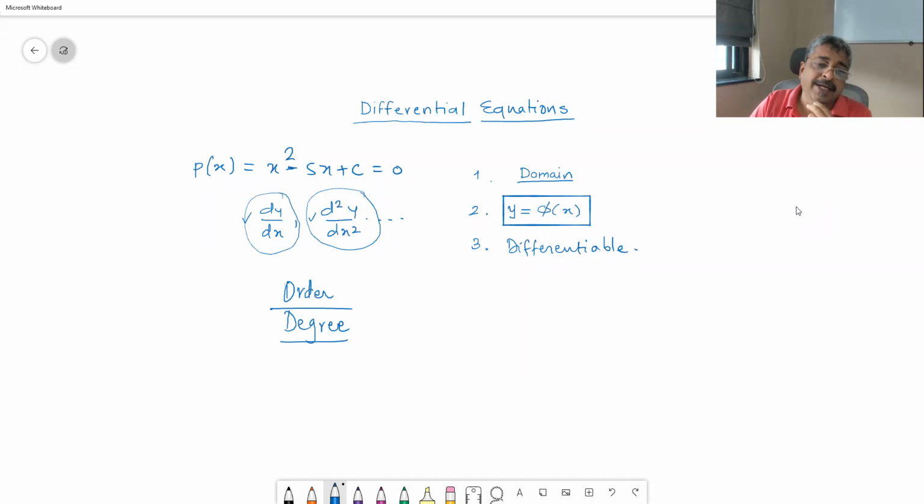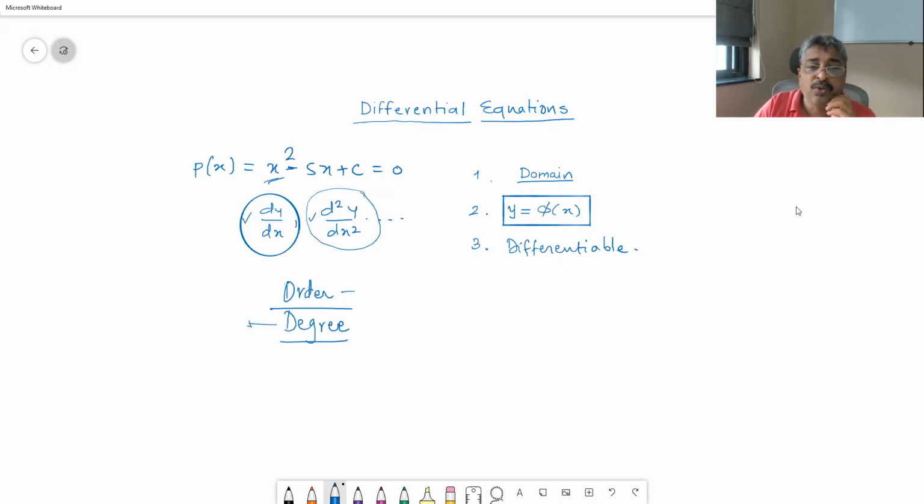If only dy by dx is present, everything else x or y are constant, then it is going to be first order differential equation, because order of highest differential coefficient is 1, and so on. So order means order of highest differential coefficient, and degree is the power of highest differential coefficient. It is easy to remember.